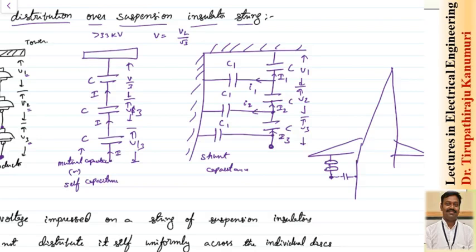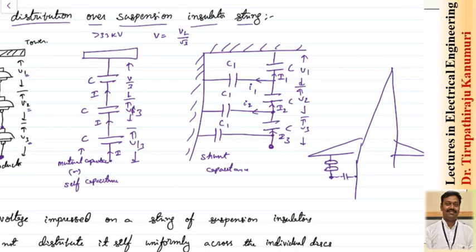Because of this shunt capacitance, you can see the current passing through each insulator is not the same. When the current passing through each insulator is not the same, we know that the capacitive reactance multiplied by the current gives the voltage across it. So we can say that the voltage distribution across the string will not be the same.